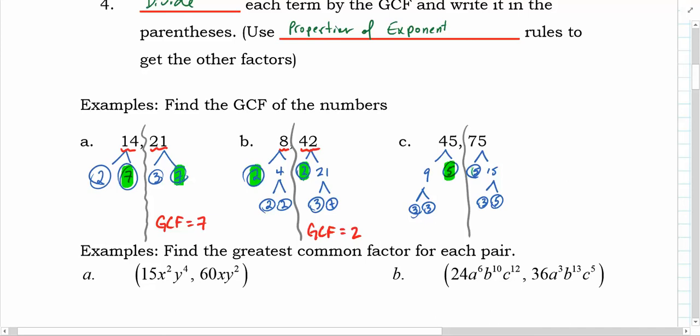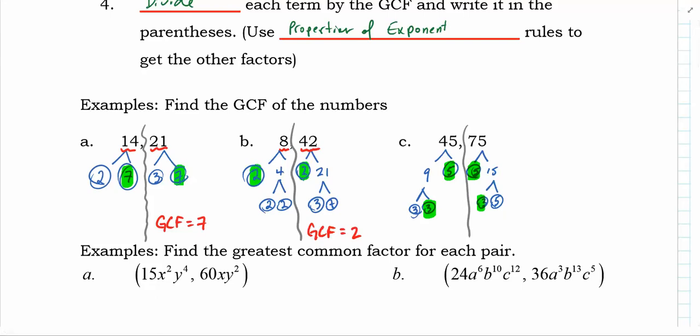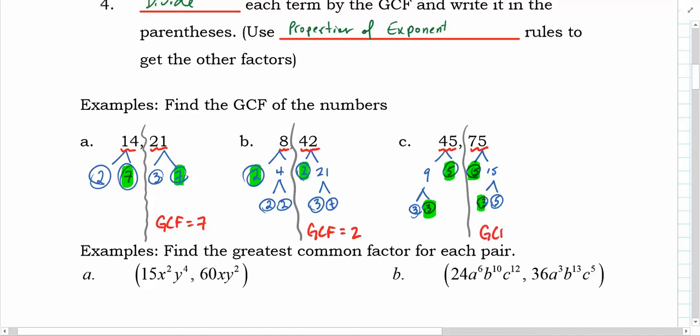Now, when we identify the GCF, I see that we have 5s in common to both 45 and 75, but we also have a 3 that's common to both. So the GCF between 45 and 75 would be equal to 3 times 5, because each number, 45 and 75, can be factored by a 3, and it can be factored by a 5. Making the greatest common factor not 3 or 5, but actually 15, the result of the product of those two.